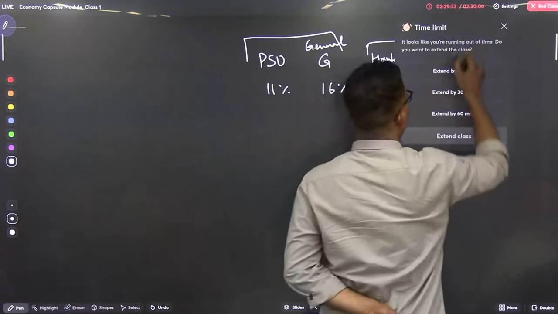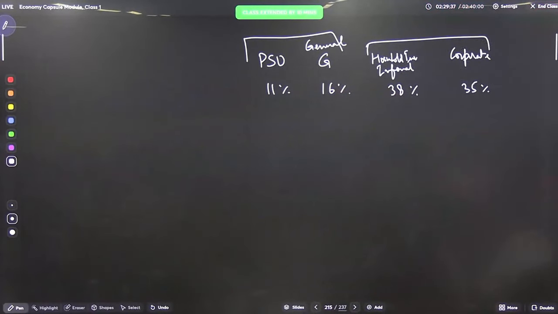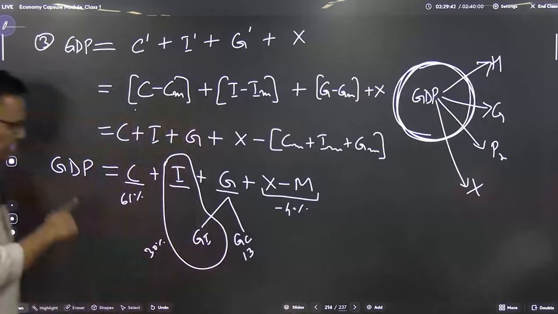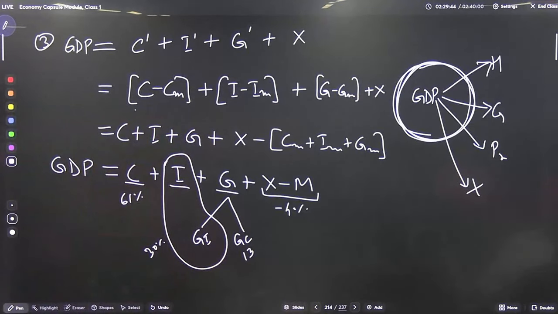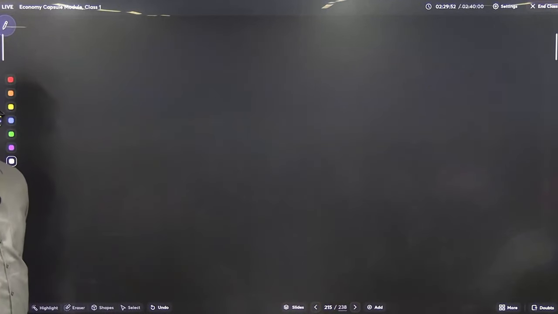Just 2 minutes. 10 minutes nahi padhayenge, bas 2 minutes. Theek hai. Now, ye samajh gaye aap? Isko thoda aur achhe se samajh lo, ताकि आप भूलोगे नहीं. इंपोर्टेड कैपिटल गुड्स आर पार्ट ऑफ इन्वेस्टमेंट, राइट.